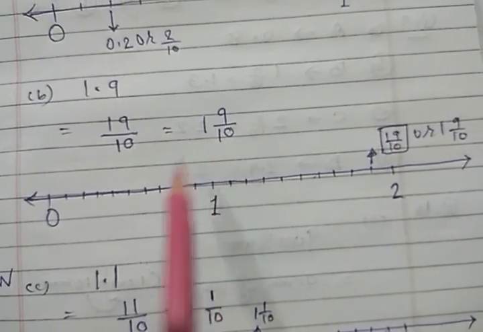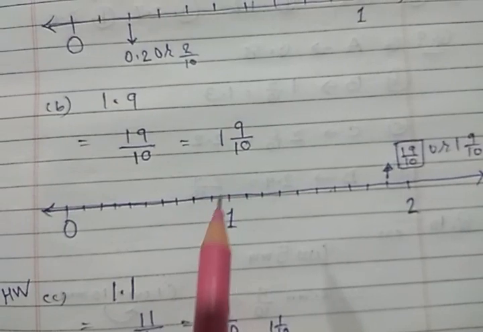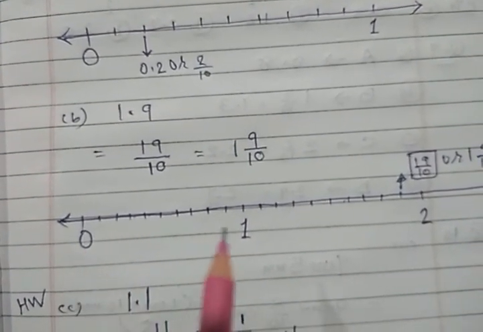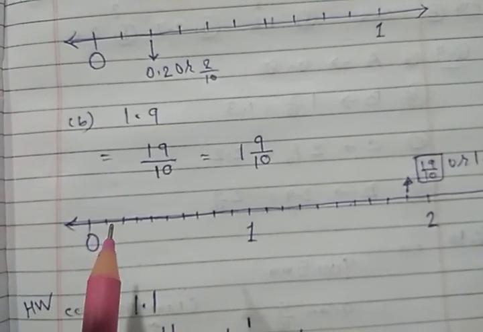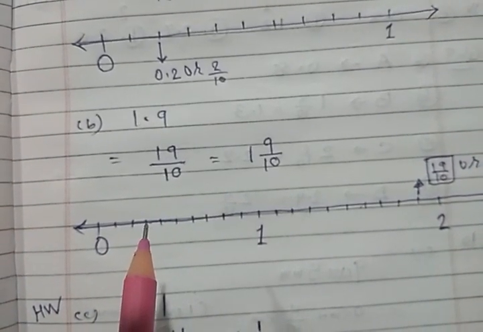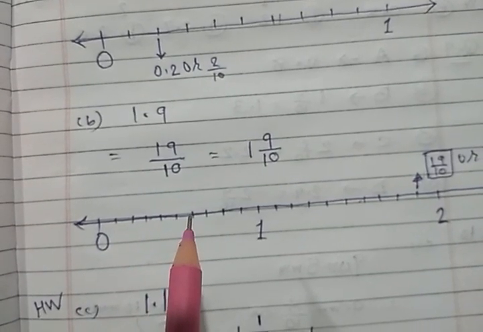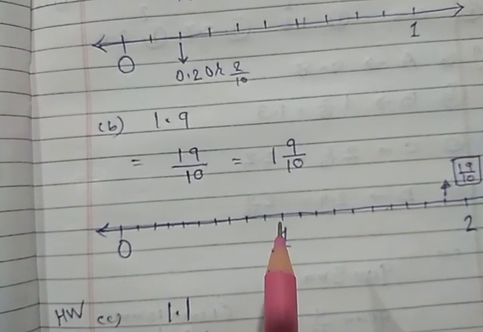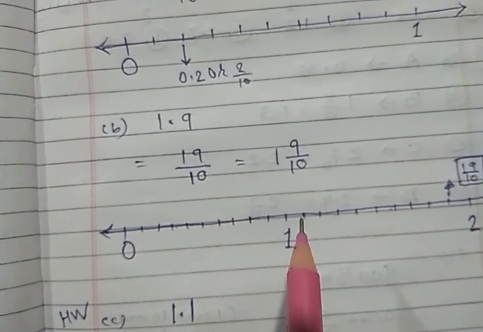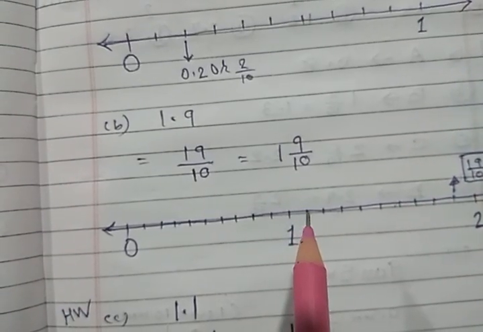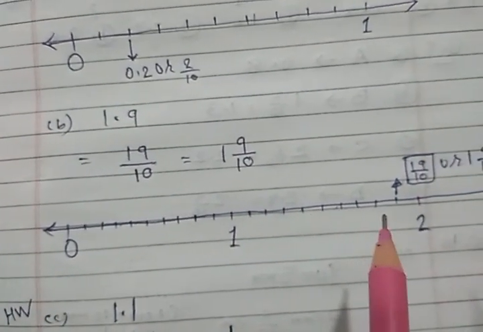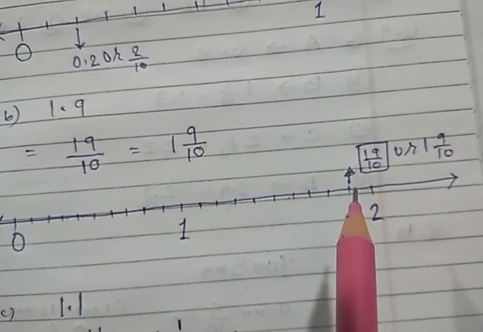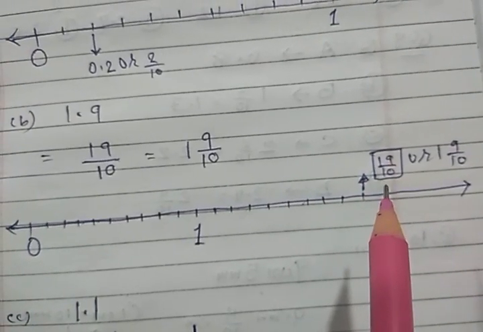Now how can you represent this? 1 integer means it lies between 1 and 2. So again 0, 1, 2, make 10 equal parts. So 1 integer, here 0.1, 0.2, 0.3, 0.4, 0.5, 0.6, 0.7, 0.8, 0.9. 0.10 means 1. 1 integer 1 upon 10. 1 integer 2 upon 10. So here our number 1 integer 9 upon 10 is over here. Or you can say 19 upon 10.